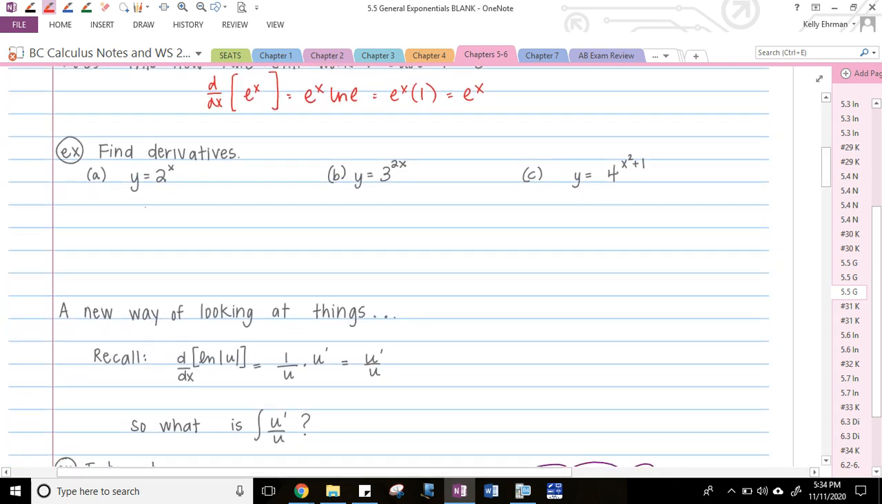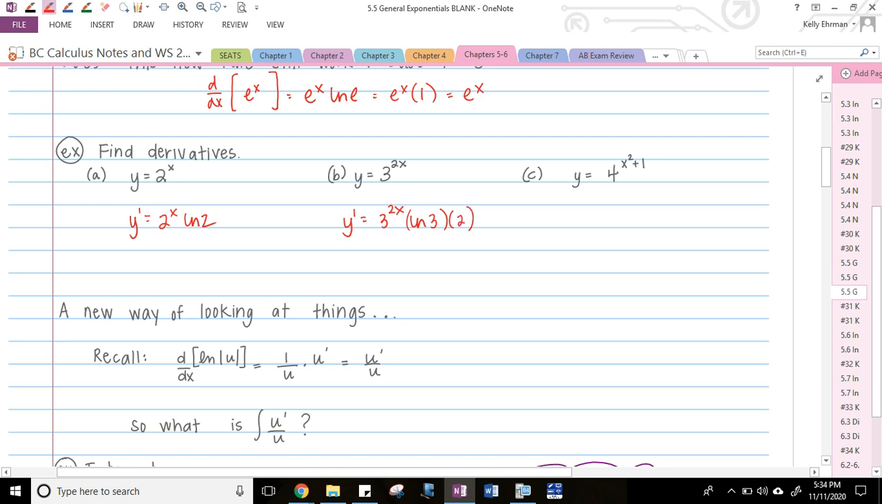So the derivative of 2 to the x, y prime, is equal to 2 to the x times natural log of 2. The derivative of 3 to the 2x is equal to 3 to the 2x times natural log of 3 times the derivative of 2x, which is 2.